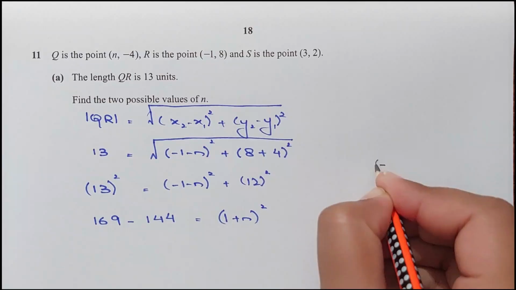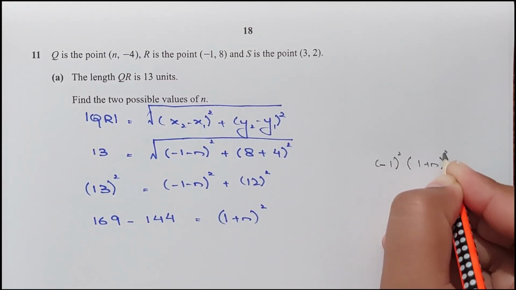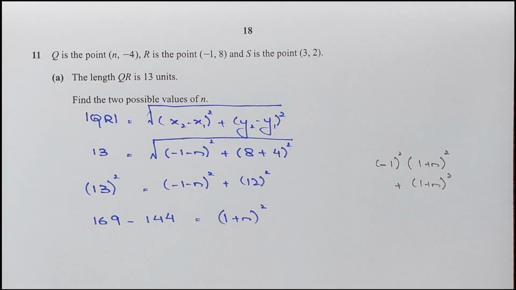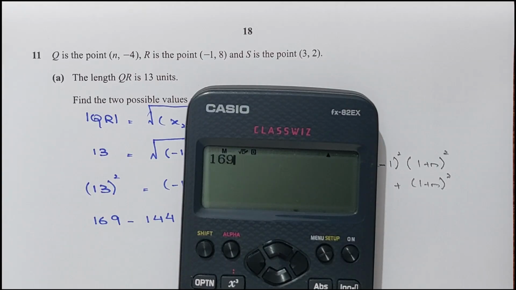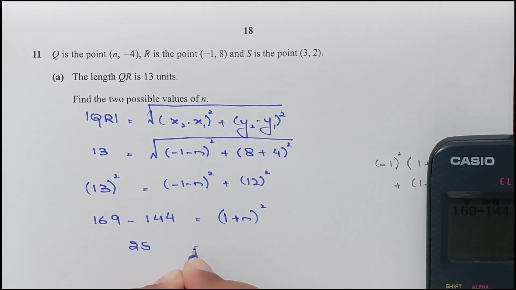So minus is common, minus 1 square is common, so it's 1 plus n whole square. Minus 1 square is just plus, so it is 1 plus n whole square, right? This is how I get the positive one. Okay, 169 minus 144, 25, and 1 plus n whole square.